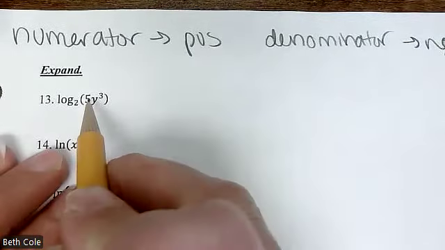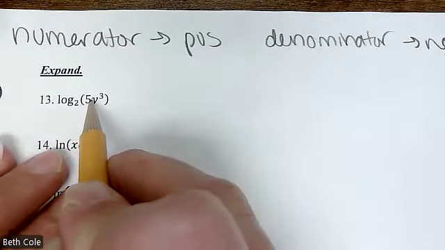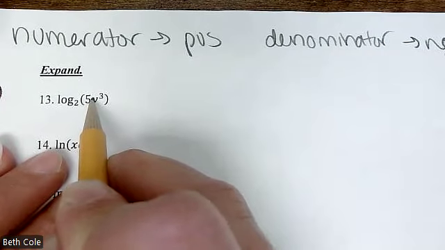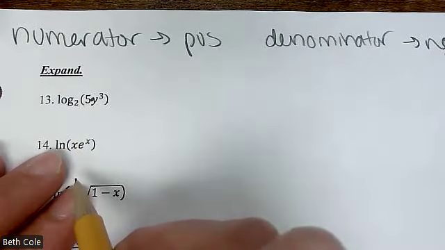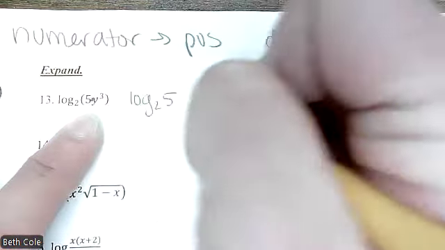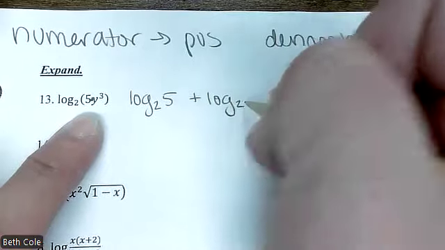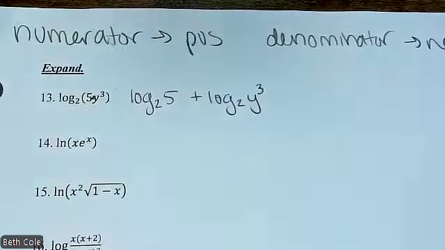For this one, if it would help you to put a dot in between the 5 and the y cubed, you can do that. It's multiplication, which means we're going to add. So it is log base 2 of 5 plus log base 2 of y cubed. I'm going to just stop a second and let that marinate. Do you see what I did?